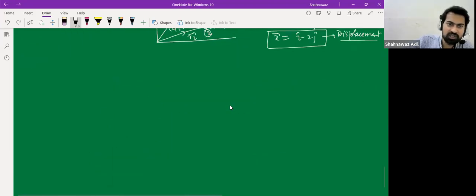So now let us understand this first derivation. This is Coulomb's law in vector form.